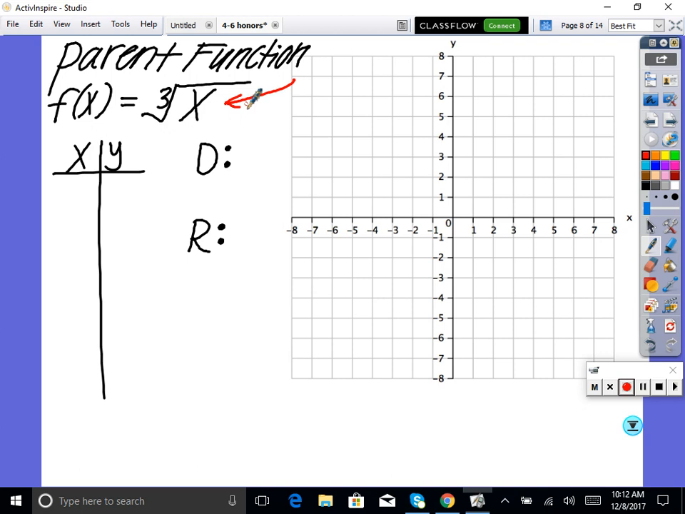Do you agree, Josh? Yeah. Okay, so it's all real numbers. Now think about why. Can't I plug in negative numbers into cube roots?